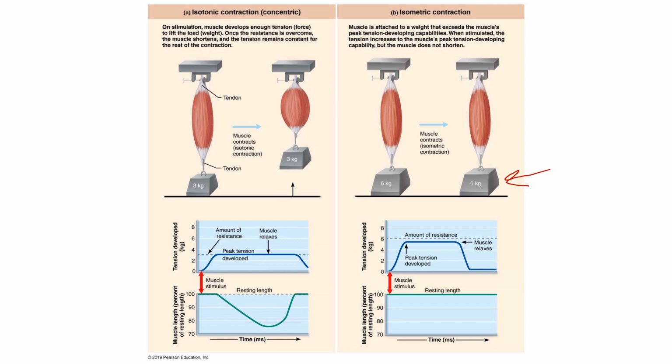Okay, and so you can see in the tension developed in these two different situations, they're actually going to be different. So peak tension in the isometric can actually be higher than what we have in the isotonic, and the length of the muscle compared to the resting length is going to be different in these two. So the length of the muscle does not change at all in the actual isometric situation, as you can see here, but it is going to change in the isotonic situation.